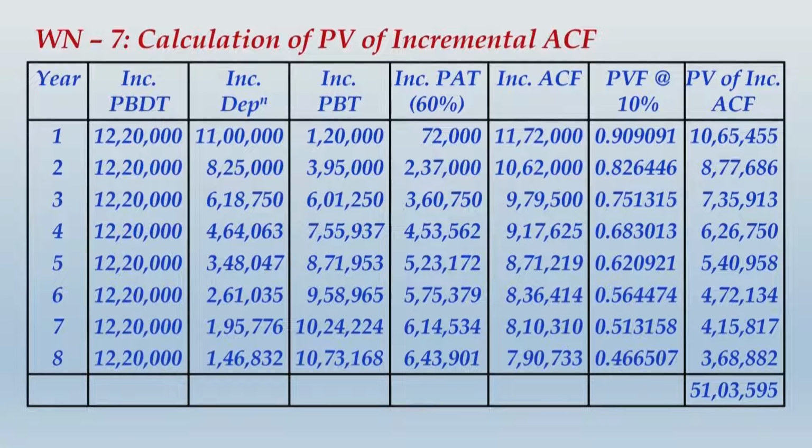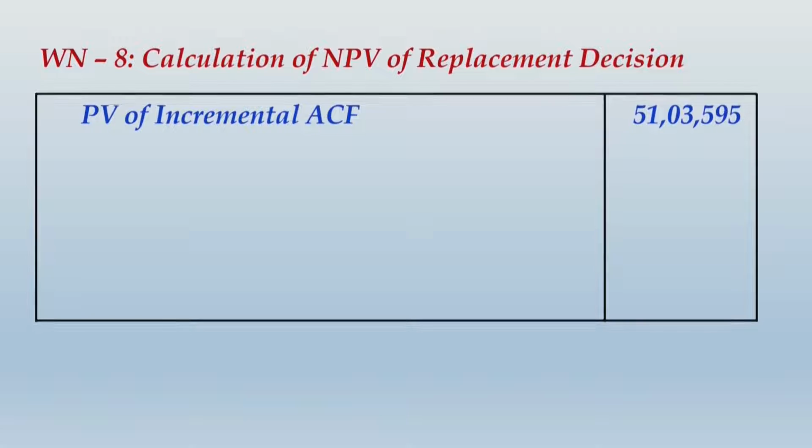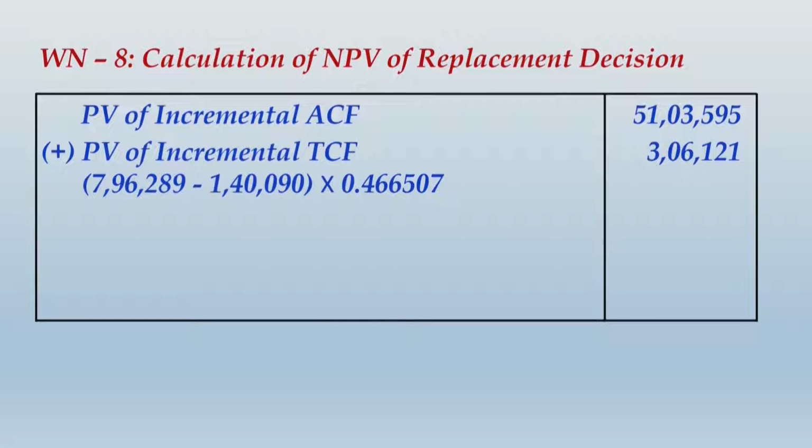Alright friends, once you have completed writing this entire working, let us move ahead and continue with the next one. So now we are computing NPV of the replacement decision. We take the PV of incremental annual cash flows. Then we must take the PV of incremental terminal cash flow. So terminal cash flow, if replacement is carried out, is 796,289. Terminal cash flow if replacement is not carried out is 1,40,090. The difference between these two terminal cash flows multiplied by the 8th year factor gives us the present value of incremental terminal cash flow.